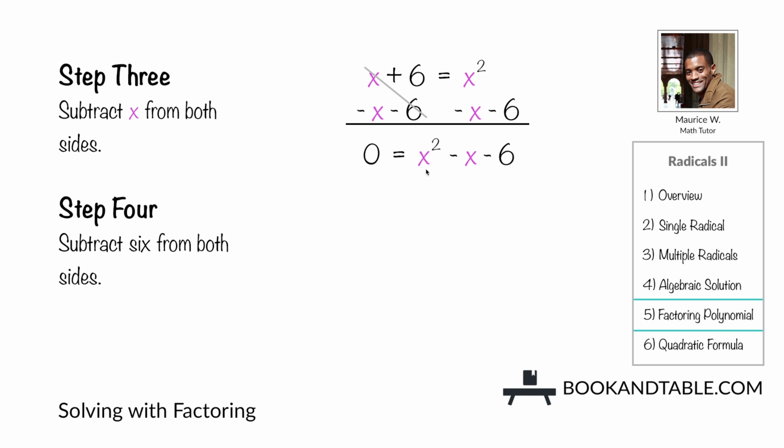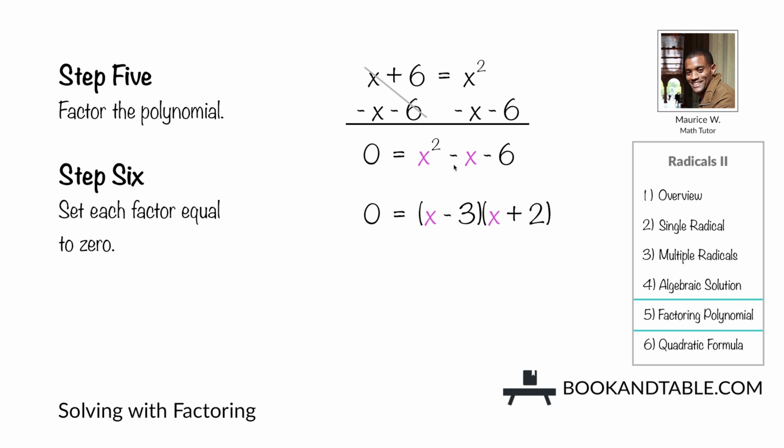So we have a polynomial, and the coefficient of x squared is 1. So we want to consider the factors of c to see if they can equal the sum of b. The factors of -6 that would give you -1 are -3 and +2. -3 times +2 is -6. -3 plus 2 is -1. So 0 is equal to x squared minus x minus 6, which is equal to x minus 3 times x plus 2. So we have factored the polynomial successfully.